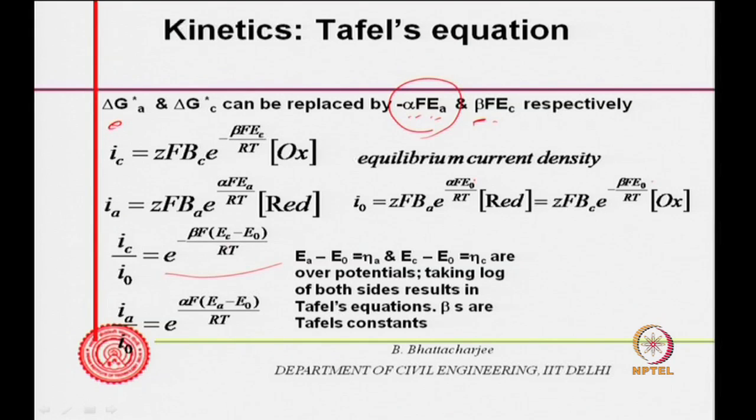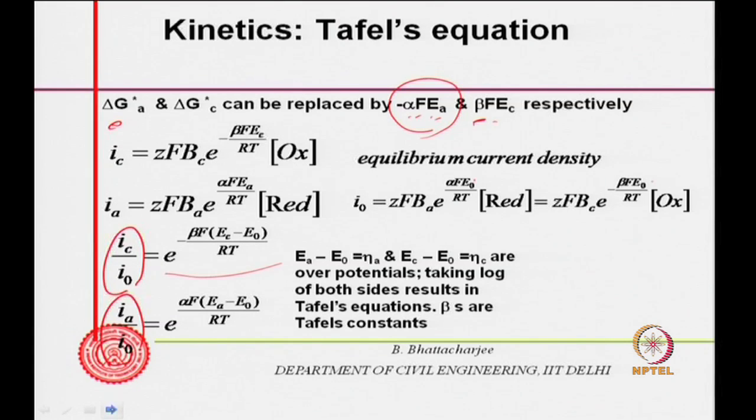This difference is called overpotential. If I have supplied some additional current, I will actually change its activation energy and the activation potential will change. The difference between the equilibrium potential and the new potential I call overpotential, and what I see is I C by I 0 or I A by I 0 is given by this kind of equation.